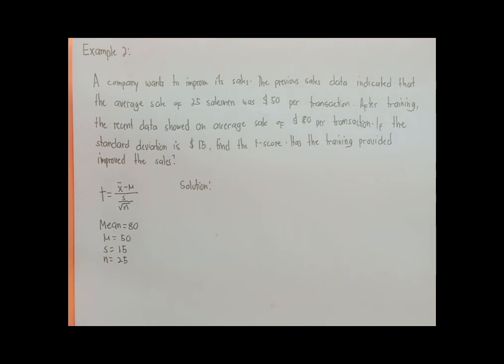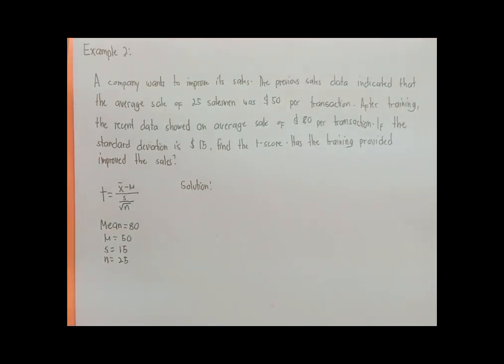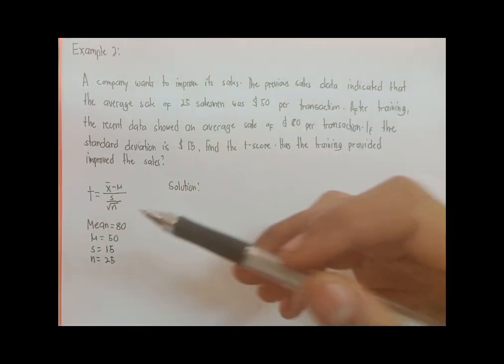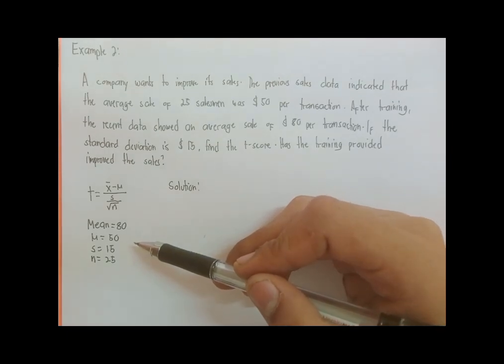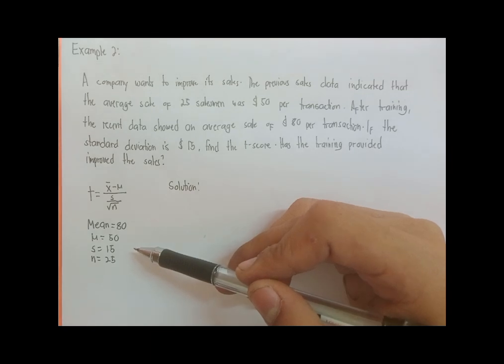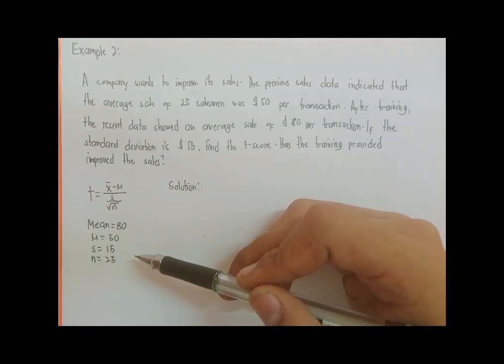A company wants to improve its sales. The previous sales data indicate that the average sales of 25 salesmen was 50 per transaction. After training, the recent data showed an average sale of 80 per transaction. If the standard deviation is 15, find the t-score. Has the training provided improved the sales? So 80 is the average sales after training, 50 is the average sale before training, 15 is the standard deviation, and 25 is the number of salesmen.